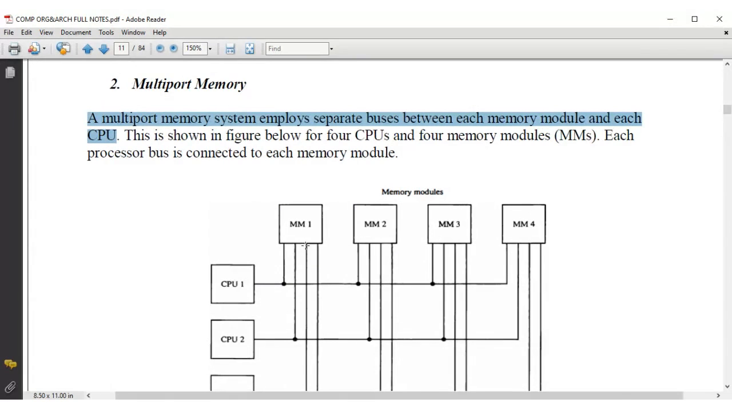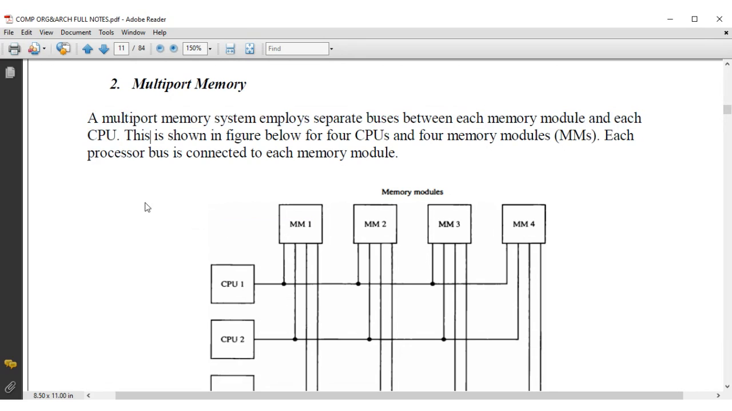In other words, a CPU can communicate to a memory unit without sharing its path. They don't share paths. A CPU communicates with a memory unit in its own dedicated path, and a CPU communicates to another CPU in its own dedicated path. That is basically the idea behind multi-port memory.